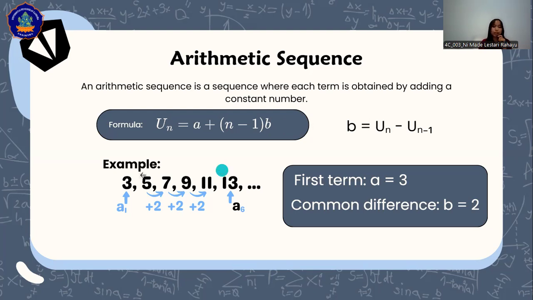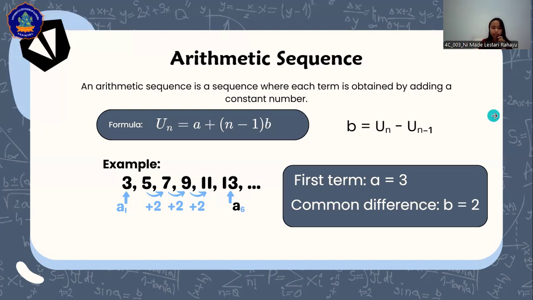So for example, you have 3, 5, 7, 9, 11, 13, and so on. The first term, A equals 3, and the common difference, B equals 2. So, each term increases by 2, like this, 2, 2, 2. Okay, this is about the arithmetic sequence.